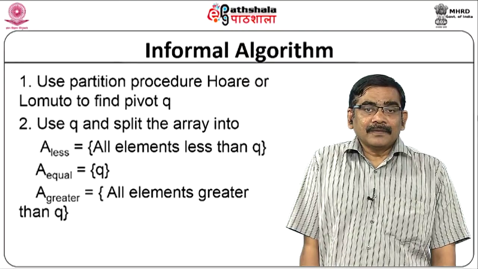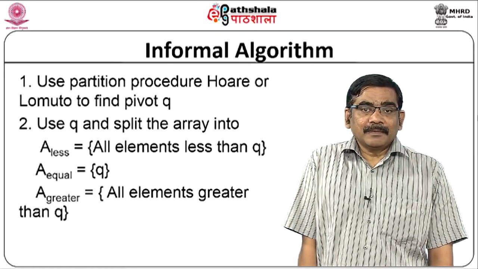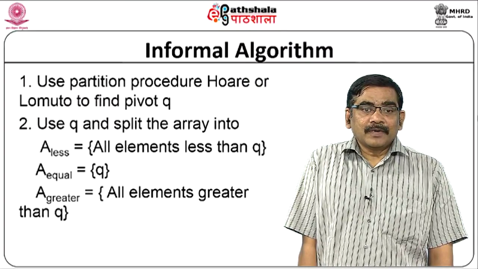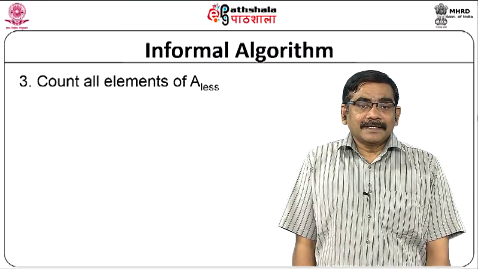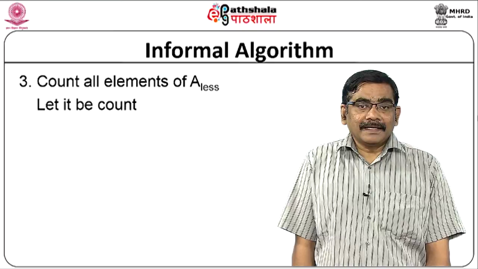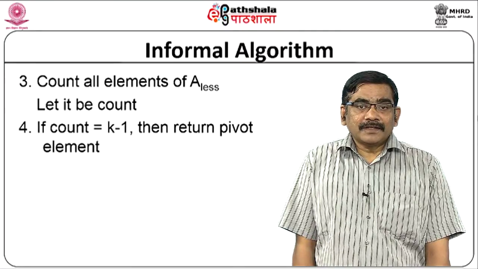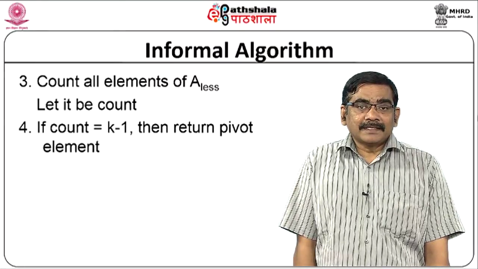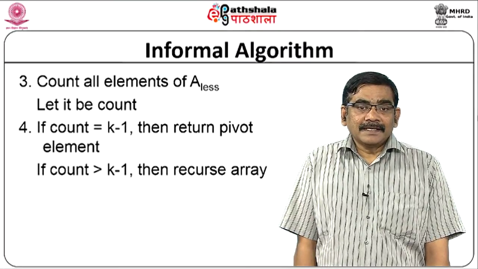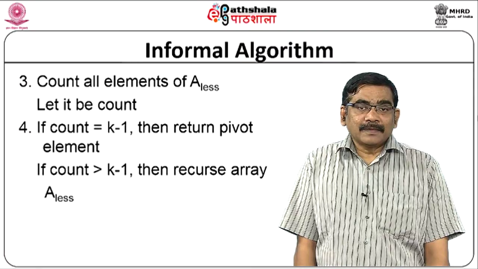So, now you can see exactly how this decrease process is carried out. The decrease process is carried out by finding the pivotal element, and using this pivotal element, we are trying to reduce the problem instance by dividing the list into 3 lists: A less, A equal and A greater. Once all that is done, we count all the elements of A less, and it is going to be a variable called count. If count is equal to k minus 1, where k is the kth smallest element that is being sought, then the pivotal element is the answer for this problem. It is going to be the kth smallest element.